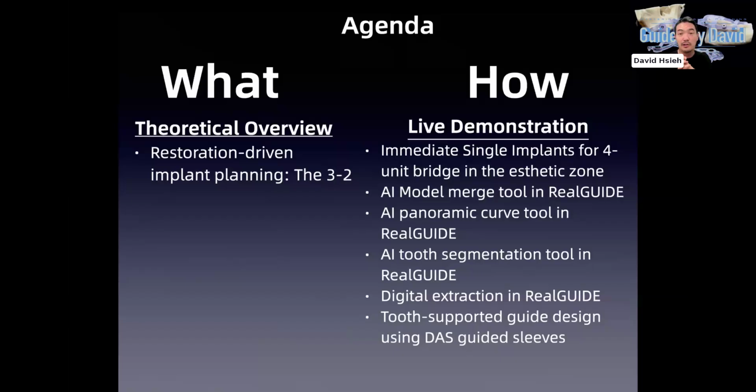when we're doing treatment planning, right? So we're gonna talk about the AI model merging tool in RealGUIDE, as well as the panoramic curve tool in RealGUIDE. It's all generated by AI, and we can use an AI tool to do the segmentation of either the tooth or the bone. This tool is so good. In the past, it could take me hours to do that. Today, just a couple of minutes. That's the power of AI, right? So we're gonna do a digital extraction in RealGUIDE, and then design a tooth supported guide using guided sleeves. All right.